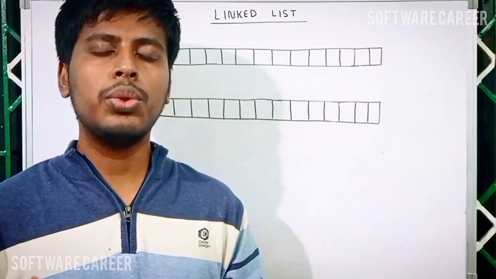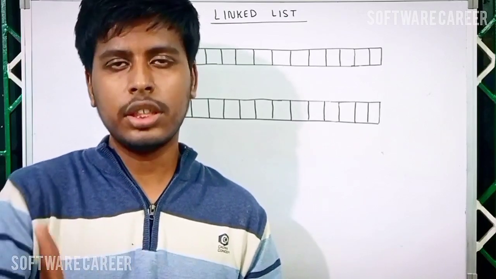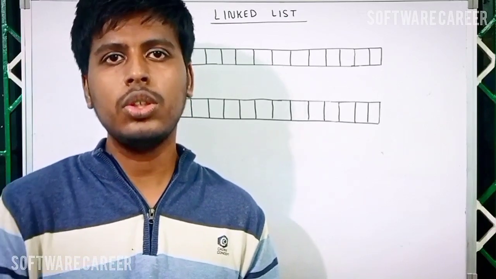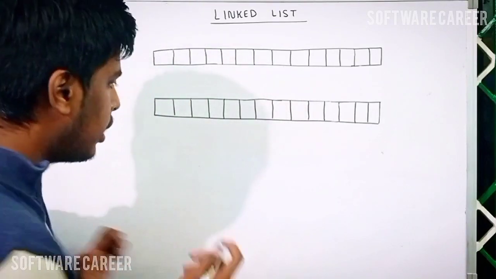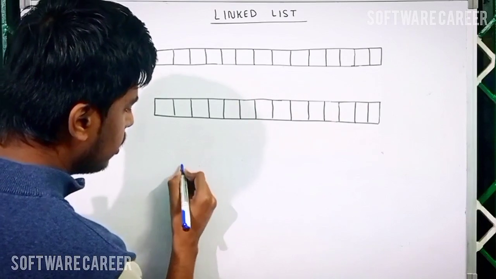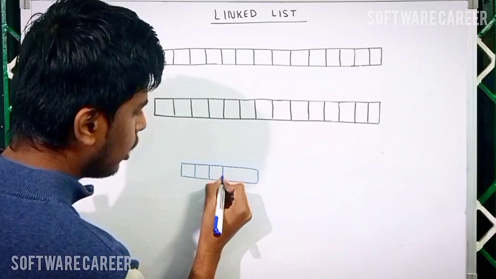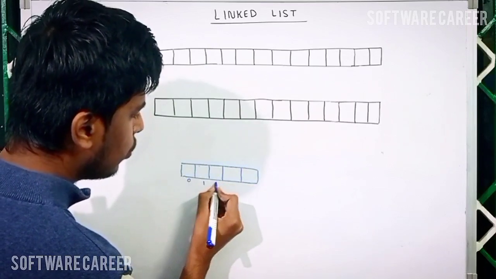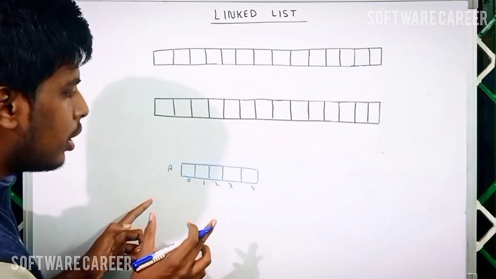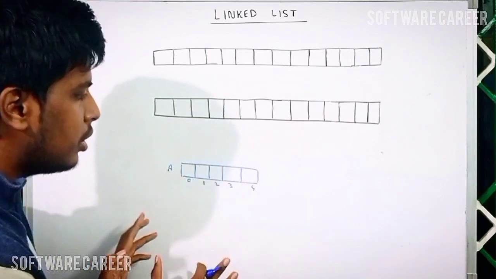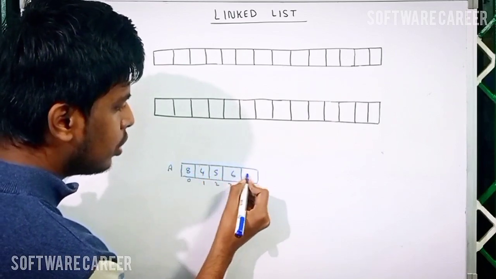A linked list is a data structure in which you can store the elements in non-consecutive, non-continuous locations. Suppose you are taking an array, and you are declaring an array of size 5. Indexes are 0, 1, 2, 3, 4. This is array A. Now if you want to store 5 elements into this array, suppose I am storing 8, 4, 5, 6, 2.